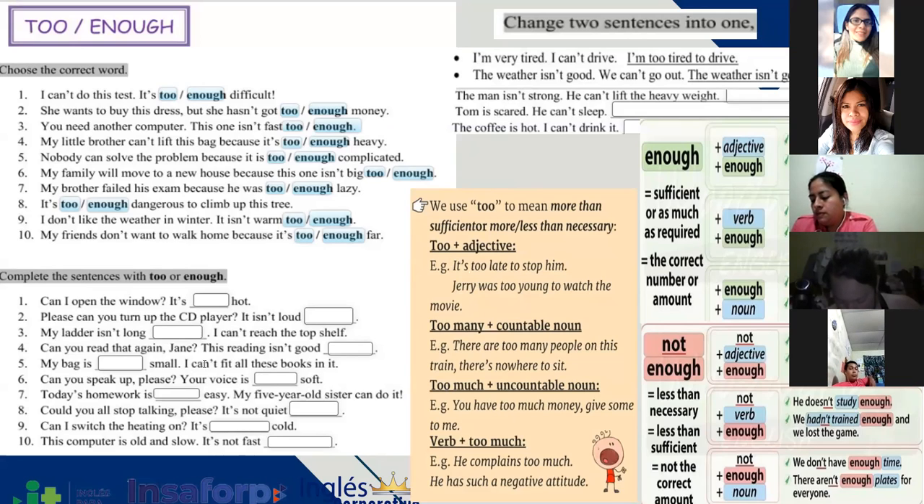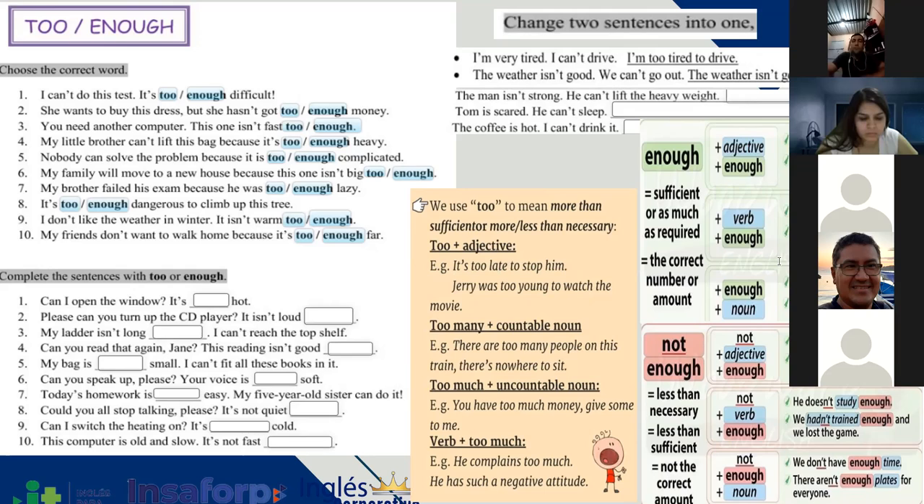All right, let's go to part B, the second part, really, right? It says complete the sentences with too or enough. Let's begin. The first one is going to Jackie. Okay, number one, can I open the window? It's too hot. Yes, perfect, right, too hot. Too plus adjective, very good, excellent.